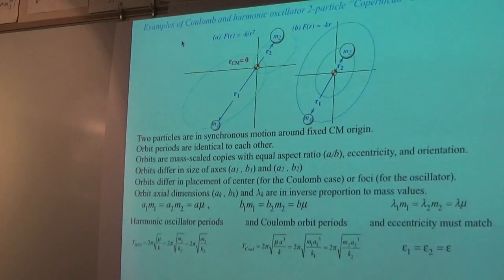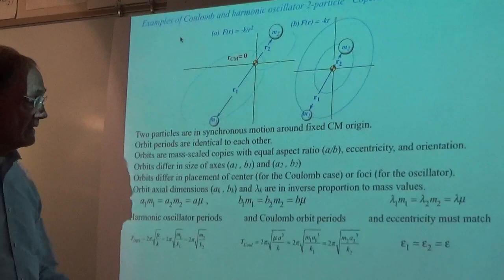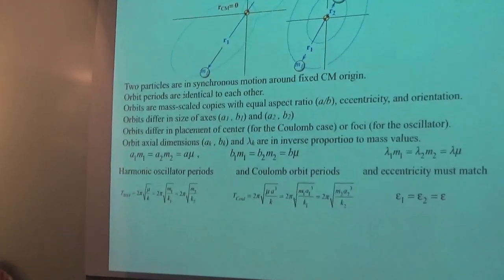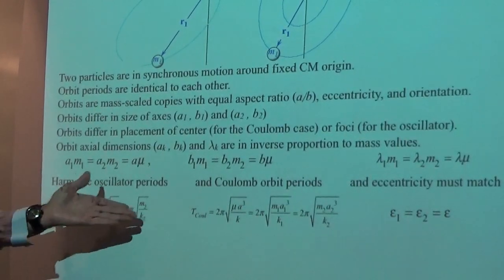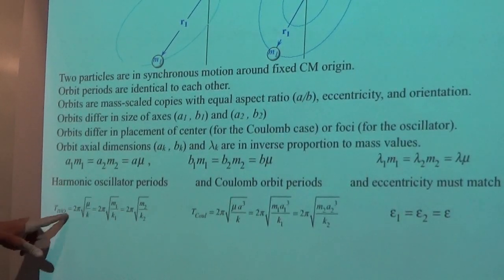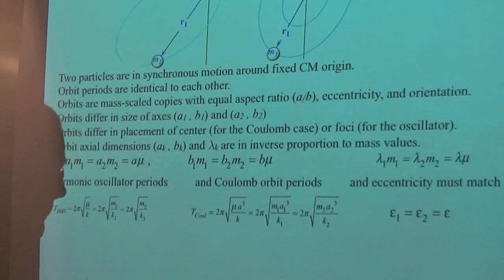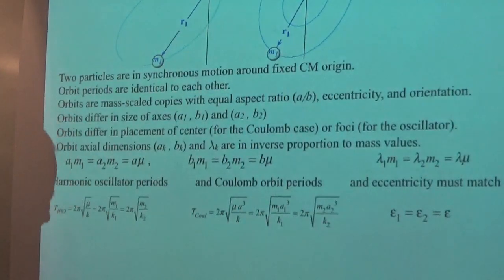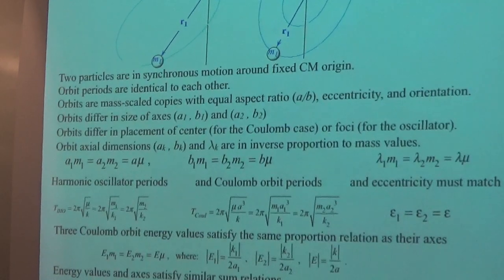Harmonic oscillator periods, Coulomb orbit periods, they have proportions in each of them. So that's the thing that is different. Reduced coupling constant yields reduced values. But in this case, they all have to have the same period. And eccentricity must match the value because it's a dimensionless quantity. So that's kind of neat.